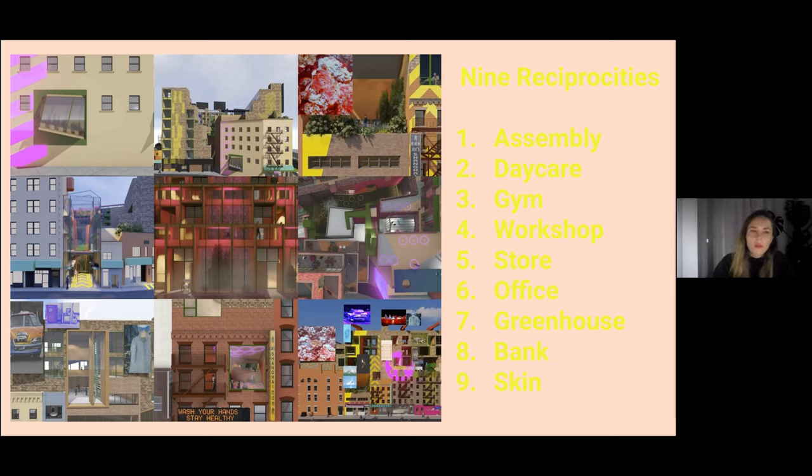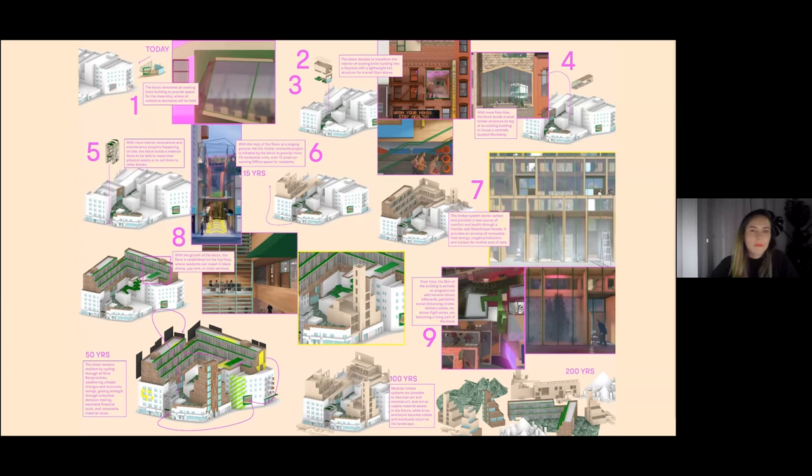So we didn't want to call this nine rooms or nine programs because it's neither physical nor programmatic, but it's really a kind of relationship with one another on the site. So in this case, we looked at these nine ways that architecture can become a place of collectivity: assembly, daycare, gym, workshop, store, office, greenhouse, bank, and then the skin of the site.